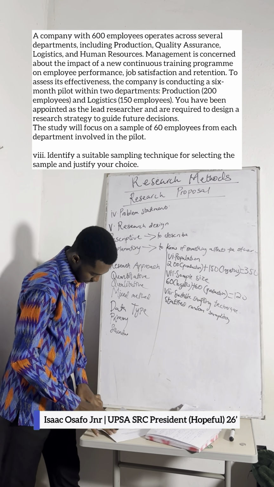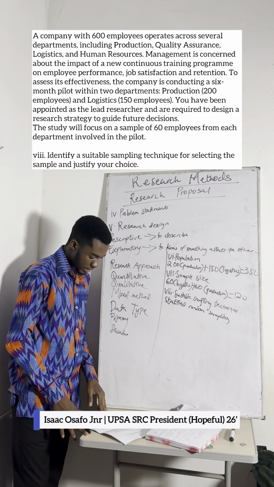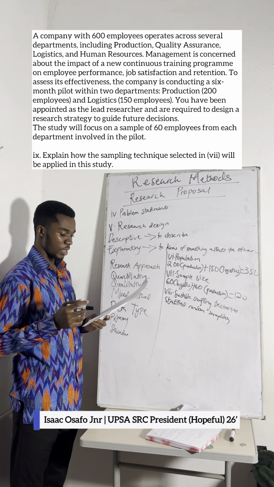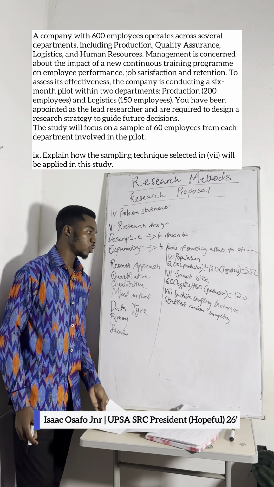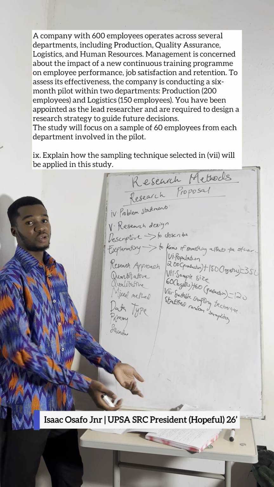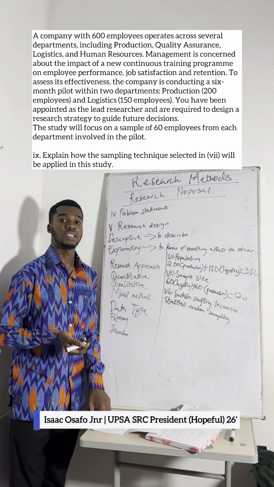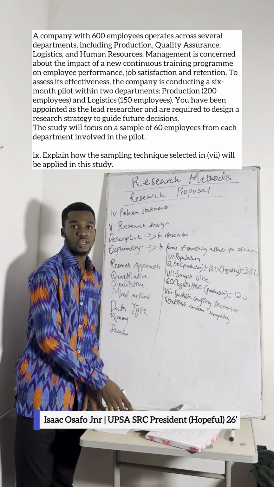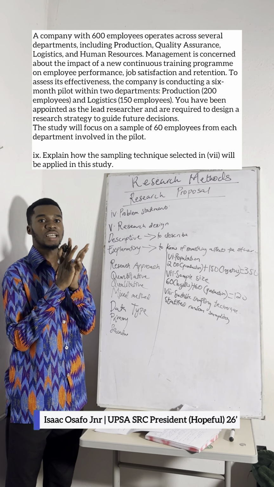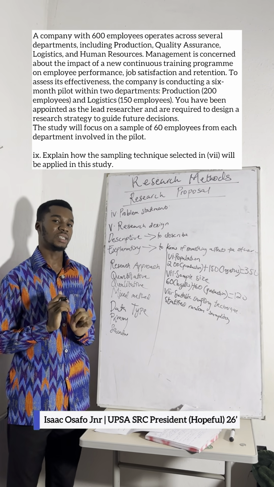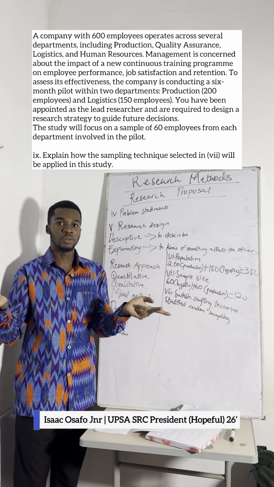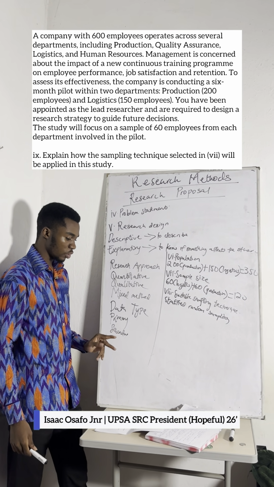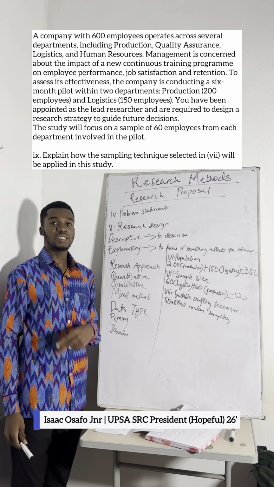All right. So now that's for the Venn III. Now let's move on to the IX. The IX says that we should explain how the sampling technique selected in Venn III will be applied in this study. So how do we get the 60 people? They've already told you in the question, but they want to know if you are paying attention. First, we had 600 people. You get 600 employees in the question. So the first step is that you divide the 600 employees into 2 different groups, 2 subsets. Remember that the 600 employees are from all the departments, which is production, quality assurance, logistics, and human resources. So you can just take 2 out of them.